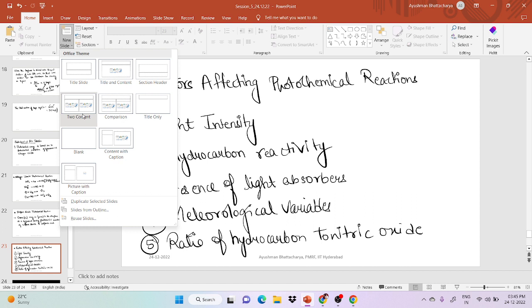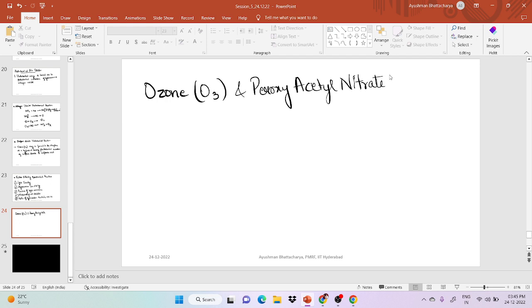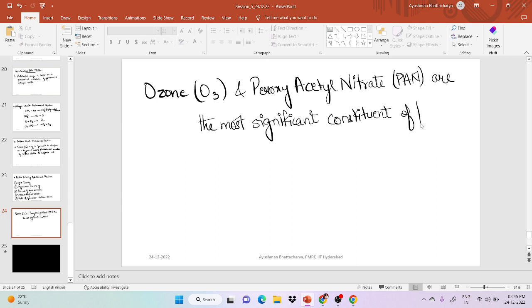Just remember one more point: ozone and peroxyacetyl nitrate. Ozone O3 and peroxyacetyl nitrate are the most significant constituents of photochemical smoke.